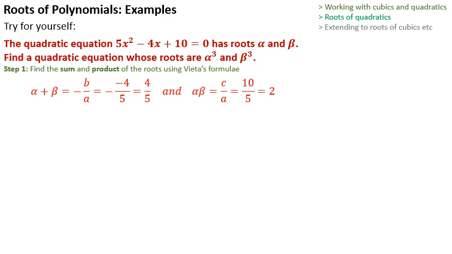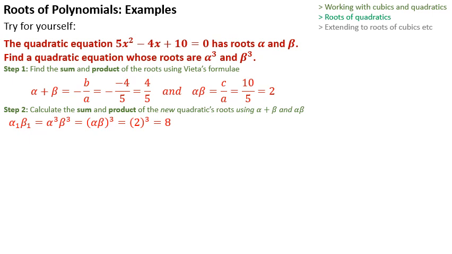The sum and the product of the roots we can generate the same way we have. I've stuck with the same quadratic I had before to make life easier here. And then the sum and the product of the new roots, we're going to need the sum of alpha cubed and beta cubed and the product of alpha cubed and beta cubed. The product is going to be simple because we can pull out that power of 3 and we get the product cubed, which is just 2 cubed. The sum, a little bit trickier. How can we rewrite alpha cubed plus beta cubed in terms of alpha plus beta or alpha beta?